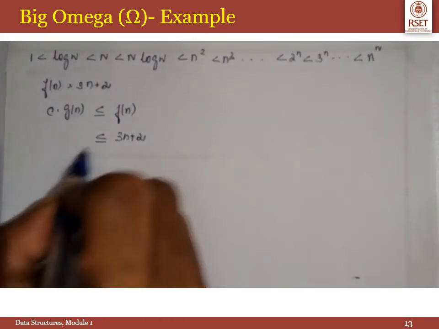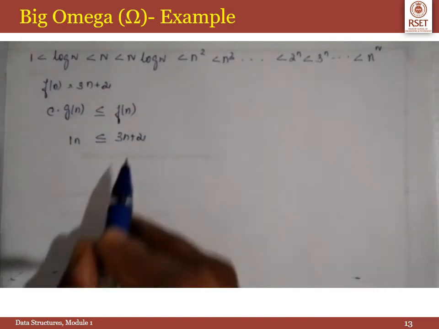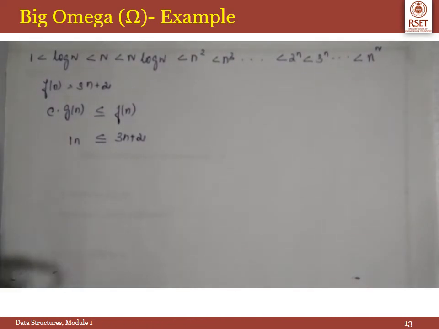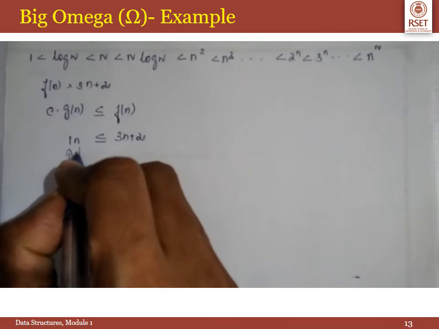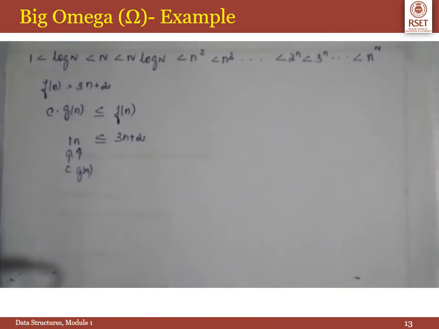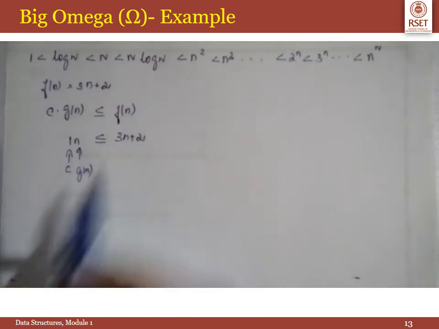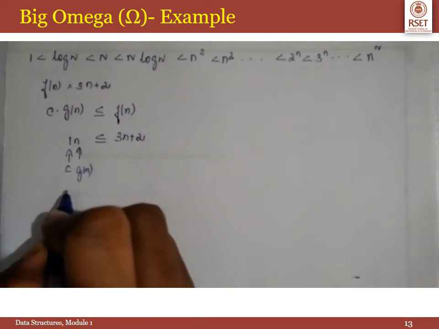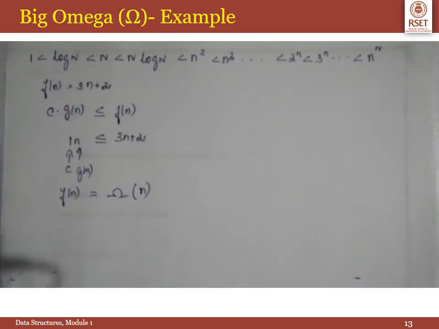The simplest method is to replace this by 1n. So 1n, I know, is lesser than or equal to 3n plus 2. So here, if I write it like this, this will become my c and this will become my g of n. Definitely it is lesser than or equal to 3n plus 2. Or I can write it as f of n equals omega of g of n, which is n, which is true. So f of n, I can write as omega of n.